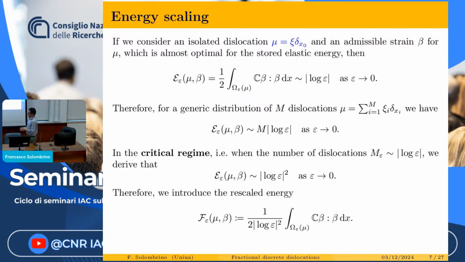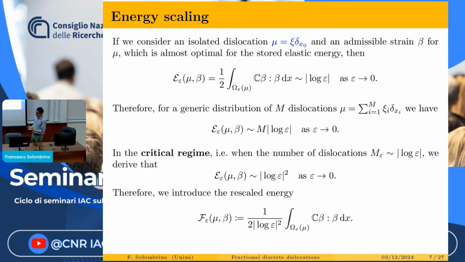It is of logarithmic order. So each dislocation is costing you logarithm of epsilon energy. If you have m of them, the energies superpose. And as I told you, a natural concept, if you want to see some diffuse plastic measure, is that the number of dislocations is also going to infinity. If not, you will only see Dirac deltas in the limit.